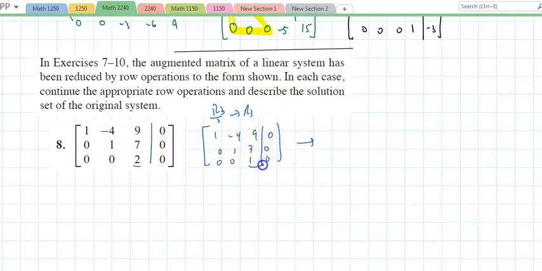This says x3 is 0. And if I put that there, doesn't that mean that x2 plus 0 is 0? And if both of those are 0, that means x1 is 0. So that's one unique solution.